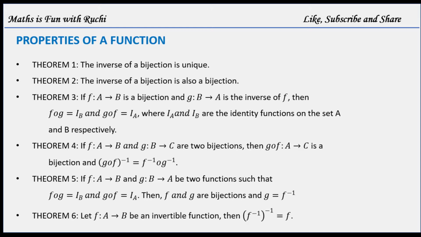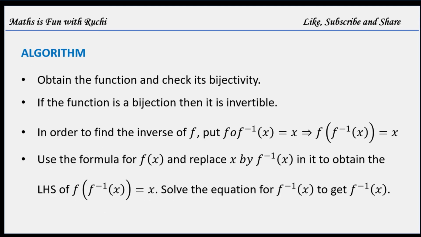Next theorem says, if f: A to B and g: B to C are two bijections, then gof: A to C is a bijection and (gof) inverse is equal to f inverse of g inverse. Let f: A to B and g: B to A be two functions such that gof equals identity of A and fog equals identity of B. Then f and g are bijections and g is equal to f inverse. Let f: A to B be an invertible function, then (f inverse) inverse is equal to f. Now to find the inverse of a function, let us follow these steps. First step is obtain the function and check its bijectivity. Second step is, if f is a bijection, then it is invertible. In order to find the inverse of f, put f of f inverse x is equal to x.